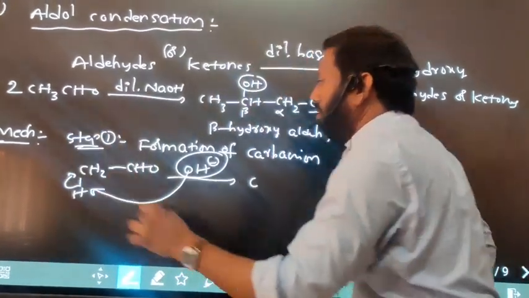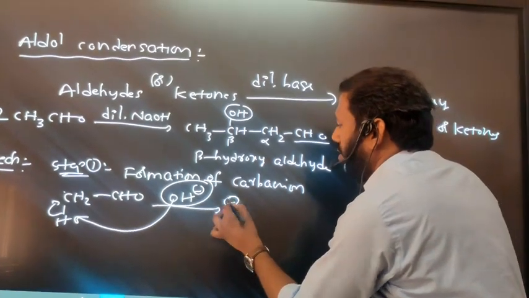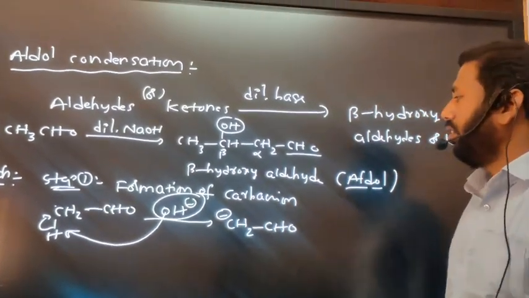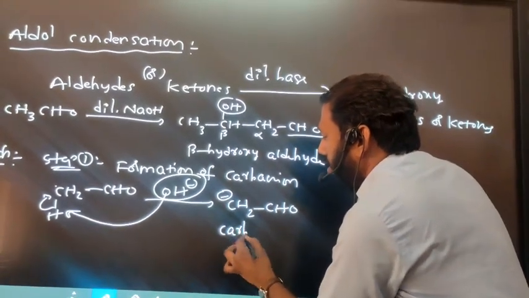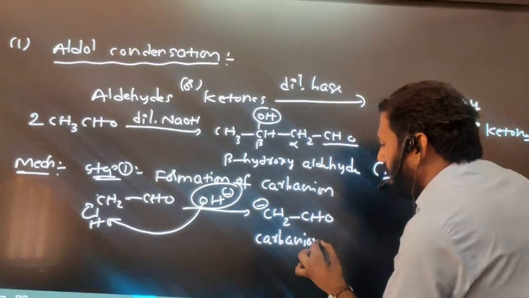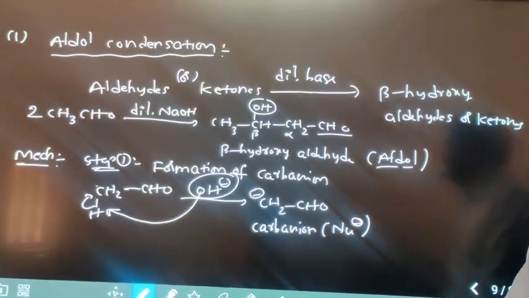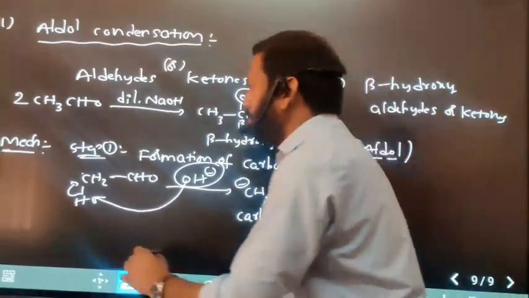If the H plus comes out, what will be the charge present on carbon? That is a negative charge, CH2 minus CHO. This is the carbanion. This carbanion can act as a nucleophile.